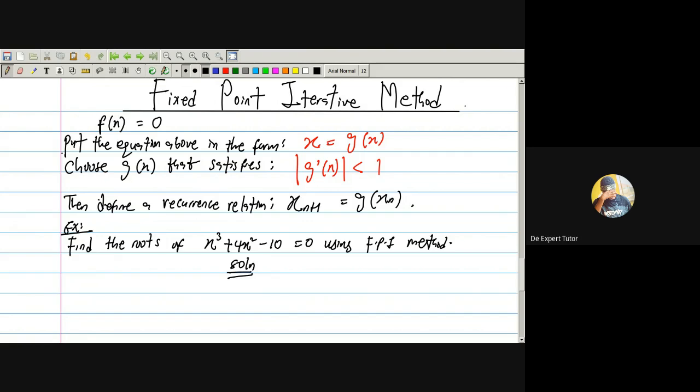Now, there are different ways that I can do this. Firstly, I can decide to make my s cubed the subject of the formula. I'll be having s cubed equal to 10 minus 4x squared. Then my s cannot become the cube root of 10 minus 4x squared. This is one way to do it. Let me call this one g1 of x. Keep this one somewhere.